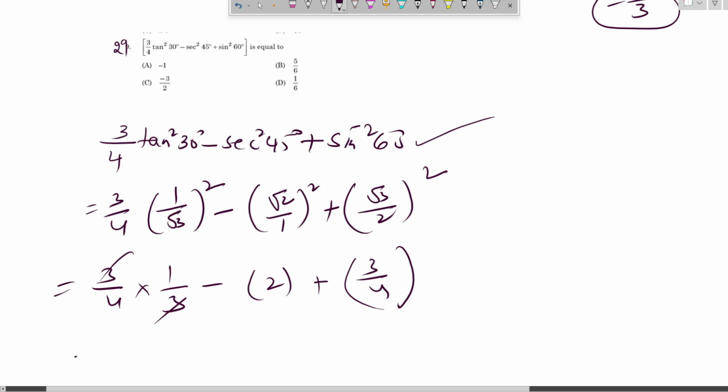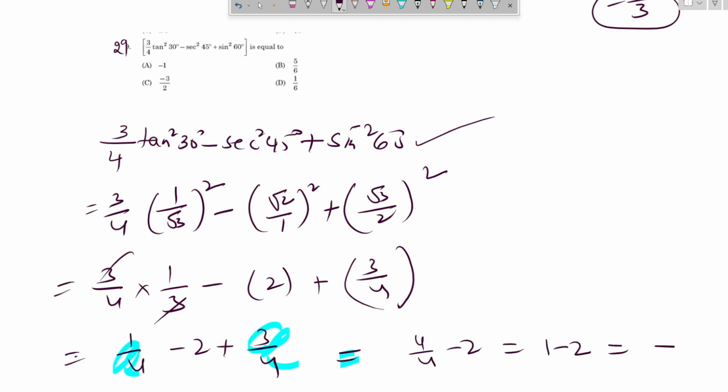3 got cancelled. So here you get 1 by 4 minus 2 plus 3 by 4. So if you solve this, it will be 4 by 4 minus 2, which is equal to 1 minus 2, which is equal to minus 1. So option A is correct.